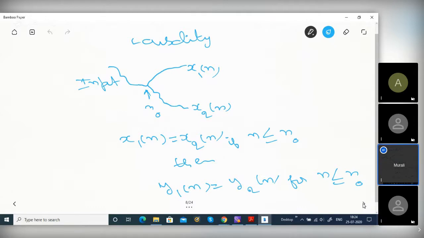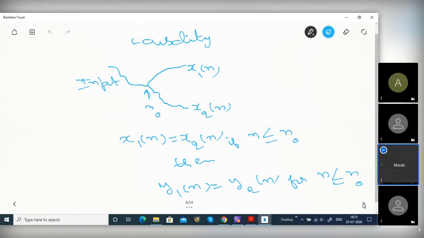In real life, everything is causal. Nothing is non-causal or anti-causal. For example, if I eat some bad food today, tomorrow I may fall sick. So my health tomorrow depends on the previous days. The food I ate the day before yesterday will affect my health tomorrow.